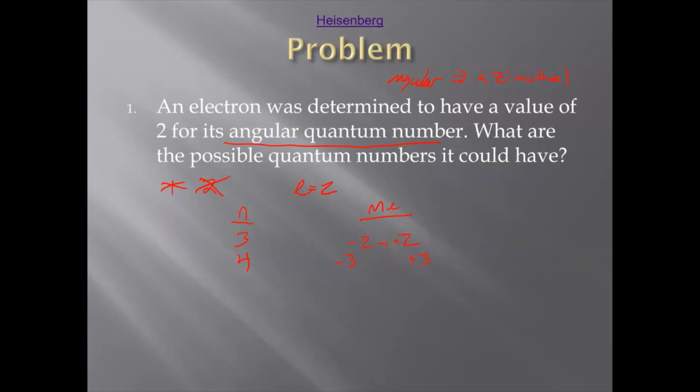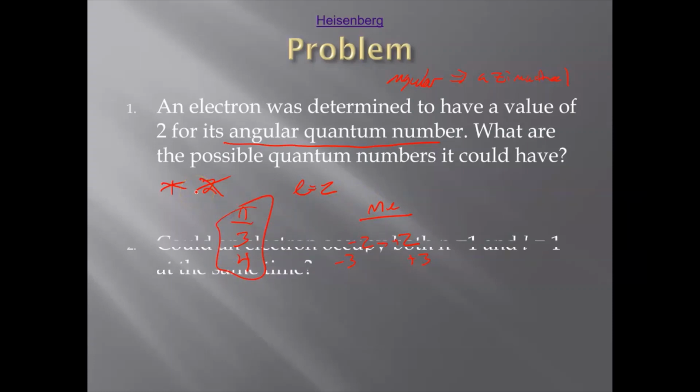But for all logistics purposes here, what really is important is knowing that your N value has to be 3 or 4, so that way your L can be equal to 2. All right, so that's where that comes into play.